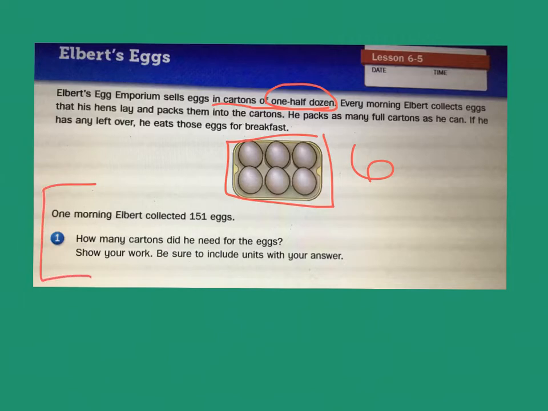Okay. One morning, Elbert collected 151 eggs. That's a lot of eggs. How many cartons did he need for the eggs? Show your work and be sure to include the units. Okay, so we're looking at trying to find out how many cartons can be filled with 151 eggs. Take a minute to write the kind of equation that you think would go with this. How many times can we fill a carton of 6 if there's 151 eggs?